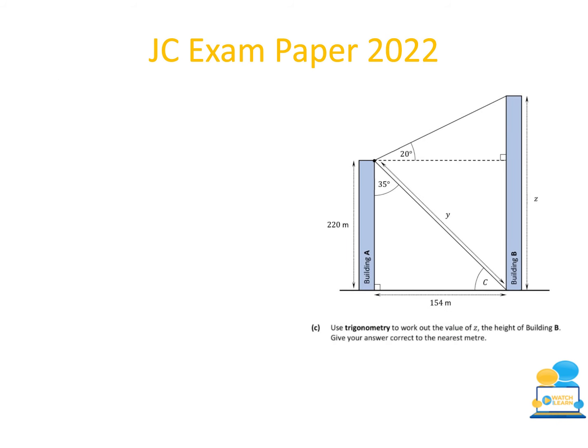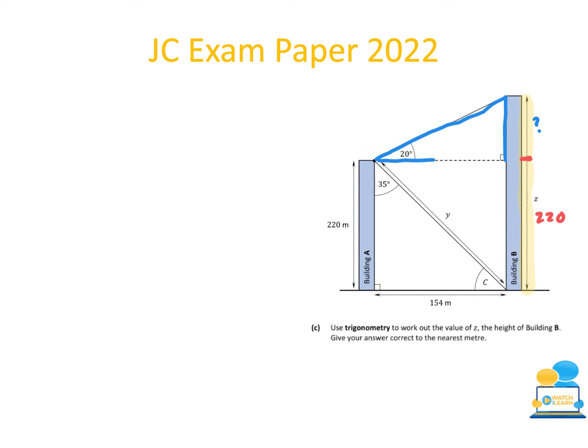The last part of this question asked me to use trigonometry to work out the value of z, the height of building B, and give your answer correct to the nearest metre. So we can see that z is going from the ground all the way up to the very top of building B. Well, we know already from building A that up as far as building A is a height of 220 metres. So we know that z goes up as far as 220 metres to that point there. We need to find out what is the remaining height of building B up here. So I'm going to use my right angle triangle that I have here to do that.